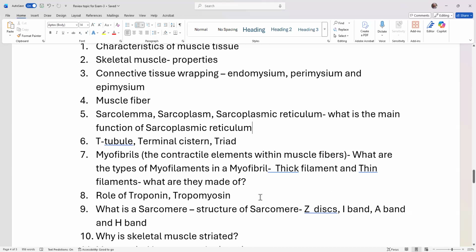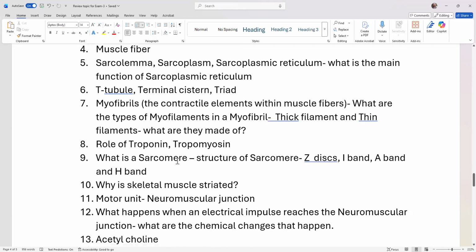And we talked about the sliding filament theory. All these proteins have major roles to play. What is a sarcomere? What's the structure of the sarcomere? For which you have to know what are the Z discs, what is the I band, A band, H band. Why is a skeletal muscle striated? That's because of all of these bands, the I bands and A bands, and you should know what they are. Why is one dark and why is one light?